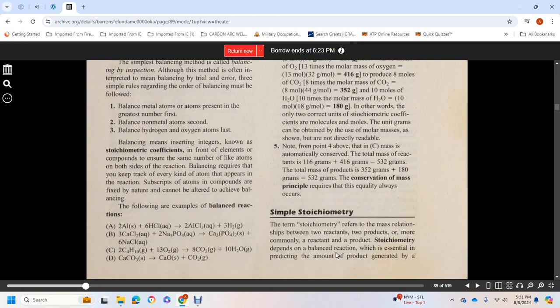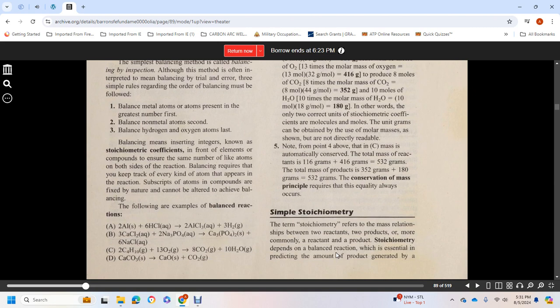Unit grams could be obtained by using the molar masses, as shown, but are not directly readable. Note from C above that the masses automatically serve as the total mass of reactants, 116 grams plus 416 grams equals 532 grams, and the total mass of products, 352 grams plus 180 grams, is 532 grams. The conservation of mass principle requires that this equality occur.